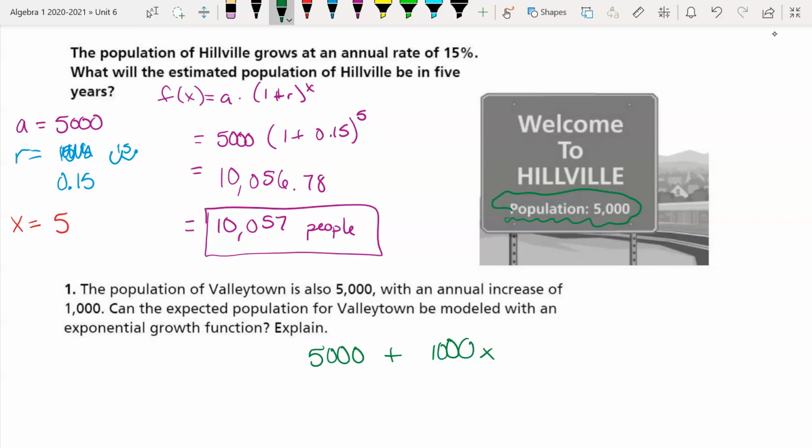Well, we don't use this as an exponential growth function because they don't give us a rate of increase. You see, the annual increase is 1,000, which means we're going up by 1,000 every single year. So we're adding 1,000 every single year. So that's a linear function. Okay? It's not an exponential function. But that's why it's different than exponential.